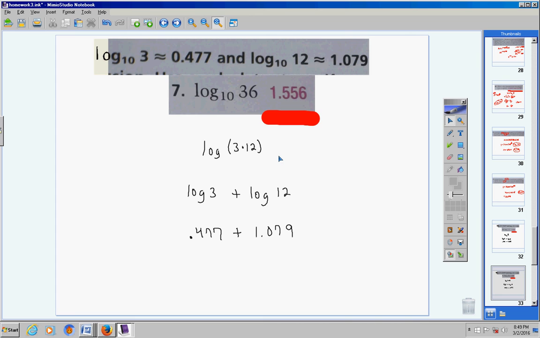Some good problems that are kind of making you think a little bit and using your logarithmic properties.